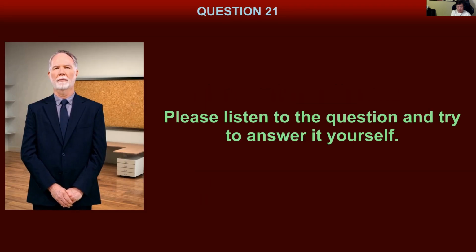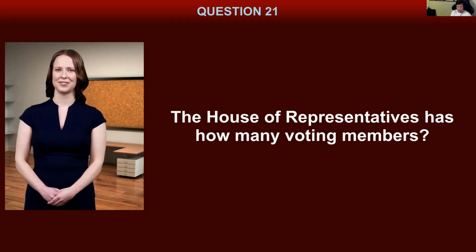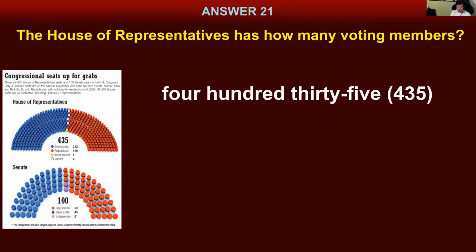The House of Representatives has how many voting members? 435.